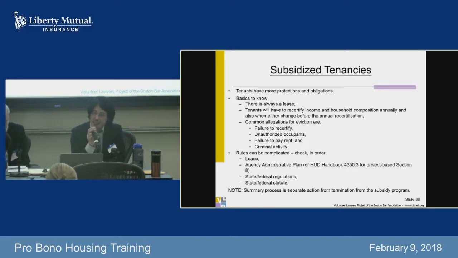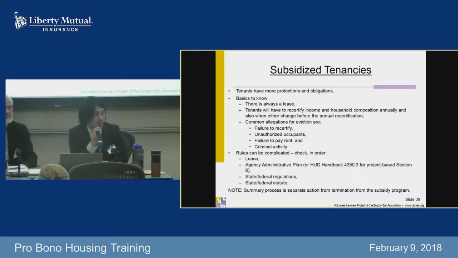There are lots of rules attached to the subsidized tenancies. They can be pretty complicated. To see what rules apply to a particular tenancy, the first place you're gonna look is the lease. Remember, there's always a lease, so take a look at the lease first. The next step up is gonna be an agency administrative plan, state and federal regulations, and then state and federal statutes.